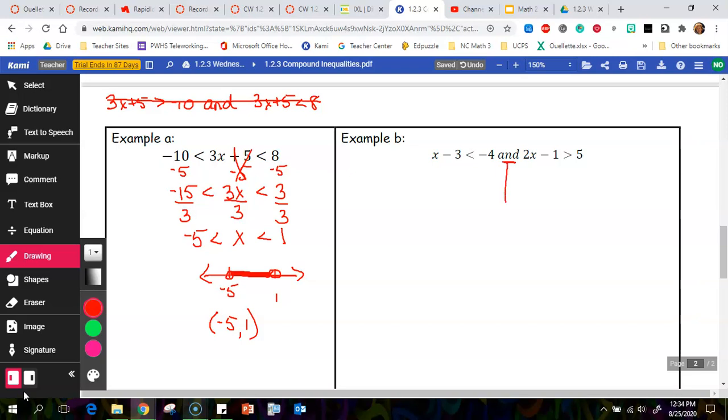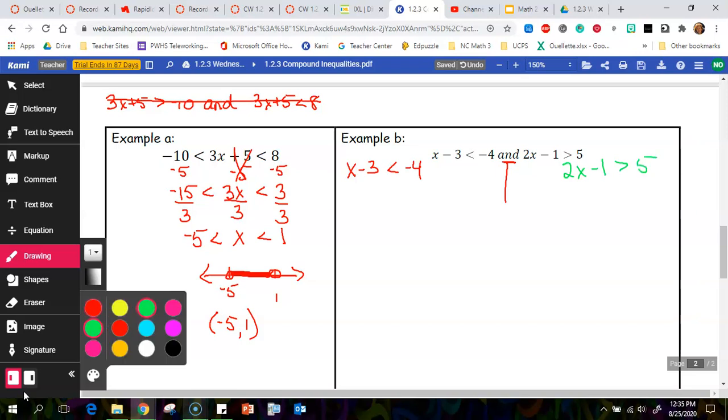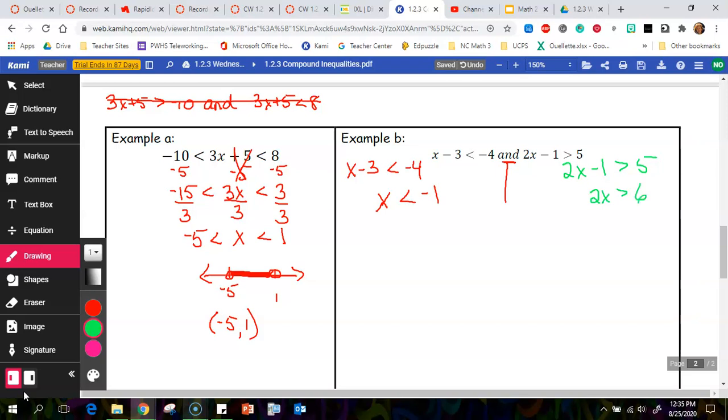So I'm going to just split this down the middle, x minus 3 less than negative 4, and then this one over here, and I'm going to change colors for this one. 2x minus 1 greater than 5. So I'm going to solve both inequalities first. Let's add 3 to both sides. X is less than negative 1. And then over here, we're going to add 1. 2x is greater than 6. Divide by 2. X is greater than 3.